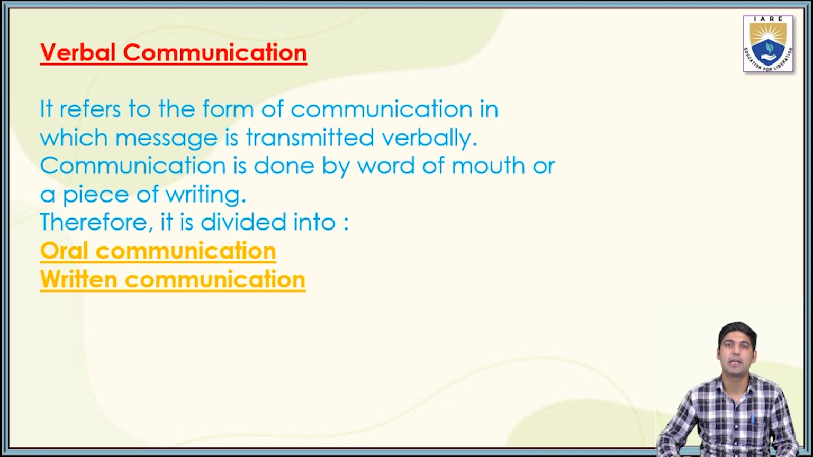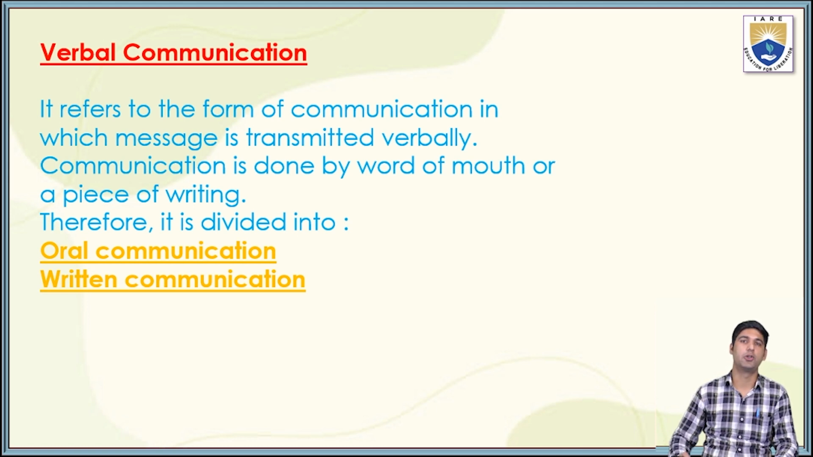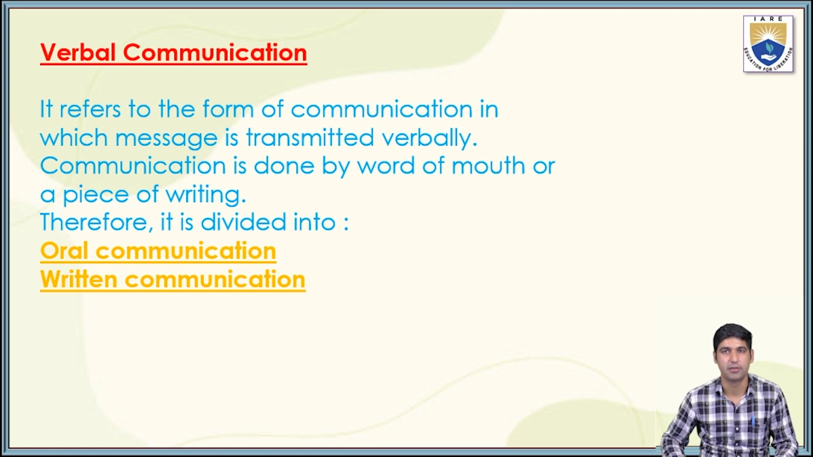For example, we write letters to our friends, to our relatives, to some offices, to some officers. We write emails, we write messages. There are different forms of writing by which we communicate with people. So all of these different types, where we speak with the word of mouth, where we communicate with a piece of writing, come under the rubric of verbal communication.